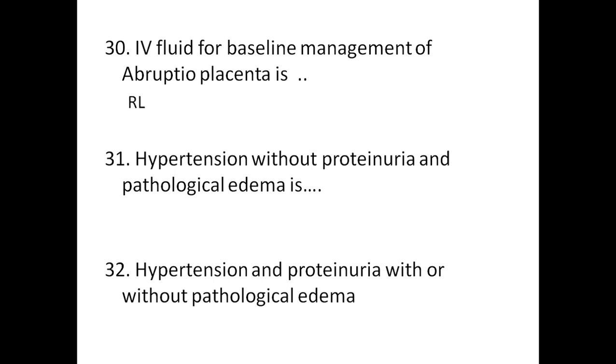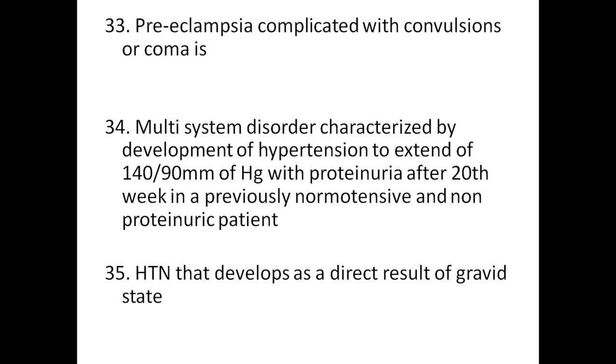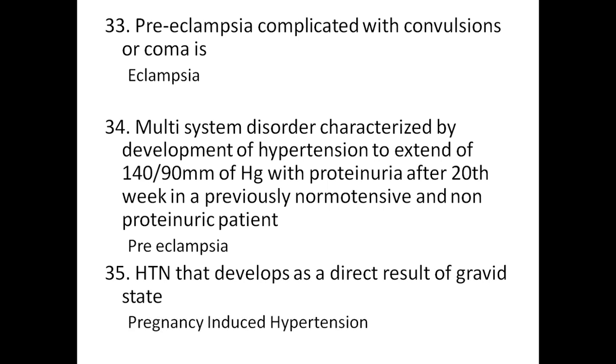The hypertension without proteinuria and pathological edema is called as gestational hypertension. The hypertension and proteinuria without pathological edema is known as pre-eclampsia. Pre-eclampsia complicated with convulsions or coma is called as eclampsia. The multisystem disorder characterized by development of hypertension to the extent of 140/90 mm of mercury with proteinuria after 20th week in previously normotensive and non-proteinuric patient is called as preeclampsia. The hypertension that develops as a direct result of gravid state is known as pregnancy-induced hypertension.